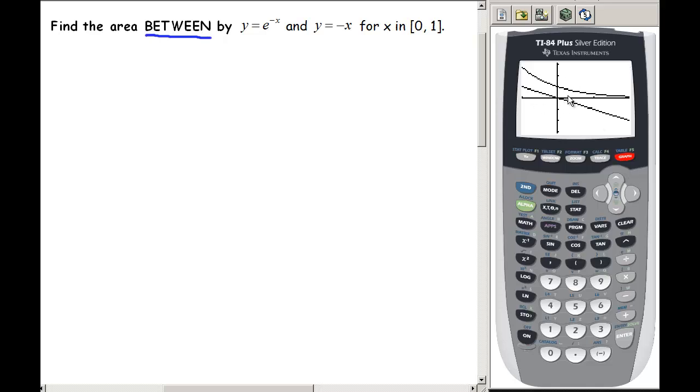And we're looking at x between 0 and 1. So if we drew that shape over here, here's my e to the negative x function, and here's my y equals negative x function. Here's 1, and so if I'm looking at between 0 and 1, here is one side of my shape, and here is the other side of my shape. This is my left and right sides, and then this is my top curve, and this is my bottom curve.